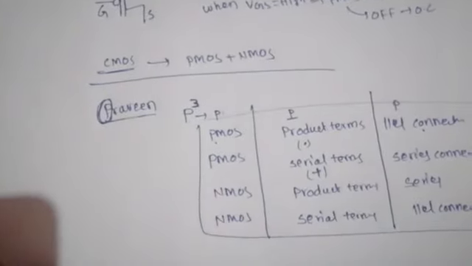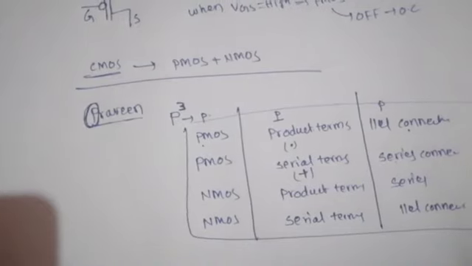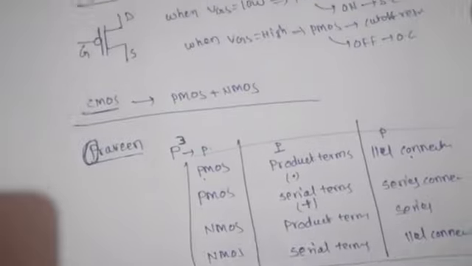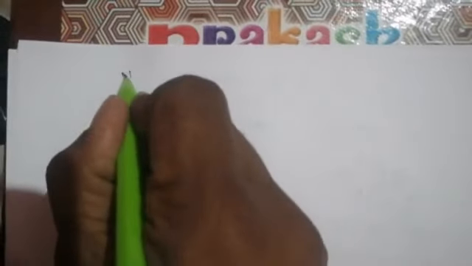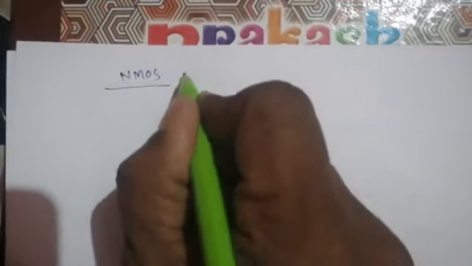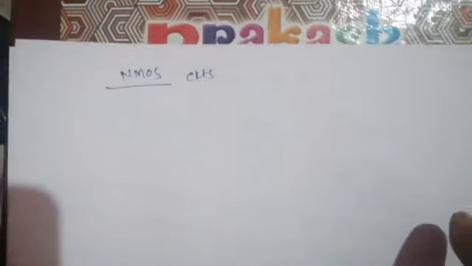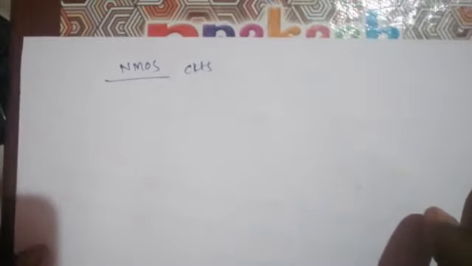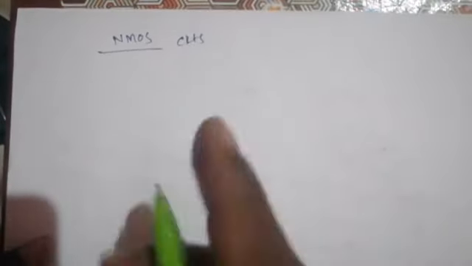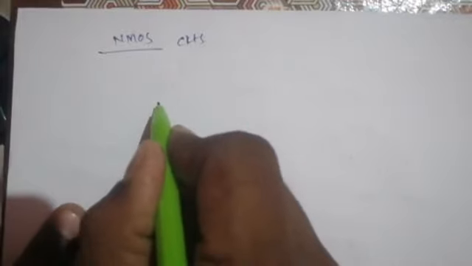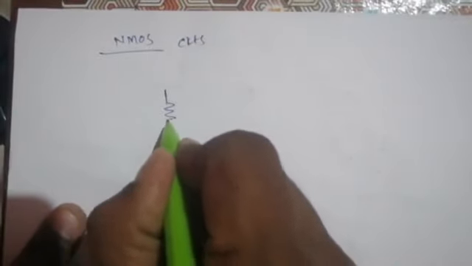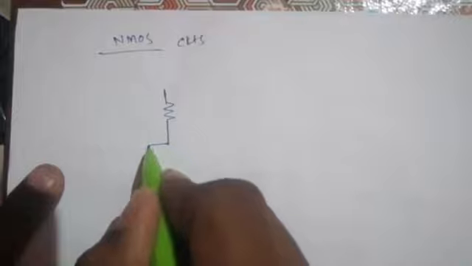Based on this, we can design any circuit, and any Boolean expression circuit we will easily draw. Now we will discuss NMOS circuits. How do we draw NMOS circuits? NMOS logic will be implemented below the demarcation line. Suppose it will be designed like this.